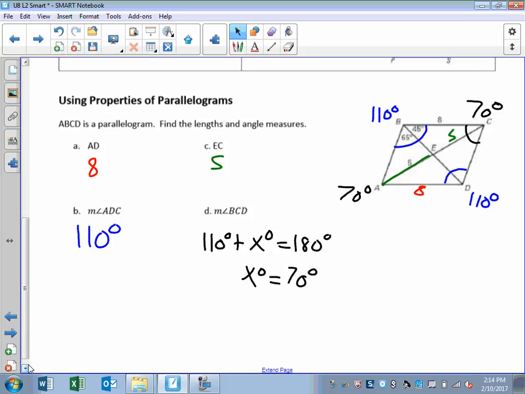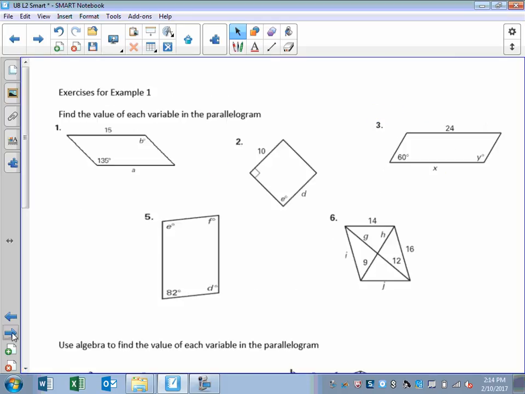I'm going to do the first exercise, give you the answers, and then you guys can do the rest of them on the next page. So I know that A has to be 15, because opposite sides are congruent, and I know that B has to be 135 because opposite angles are congruent. So you can take a minute and do the rest of them. Use your properties, use your theorems on the last page to figure it out.